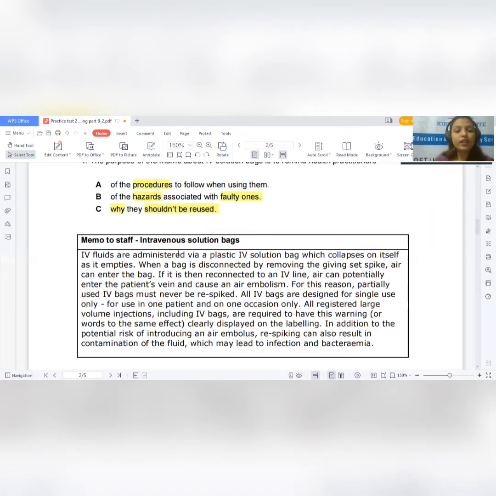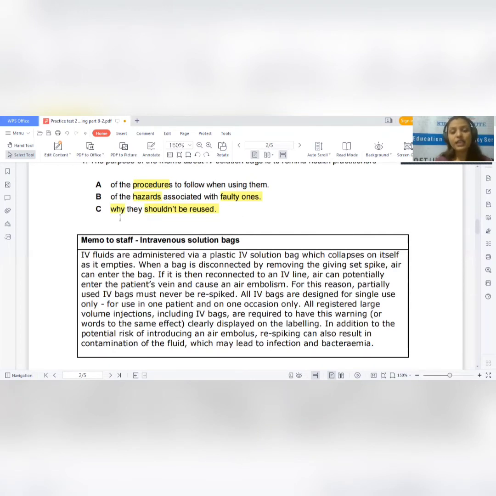Now let us try. Option A says procedures. Do they mention the steps of the procedure to administer IV fluids or intravenous solution? No, it is not about the procedure. Hazards, yes, hazards are there. But are these hazards related to the faulty bags? Have you read anywhere about the faulty ones? No. So this answer also I need to remove.